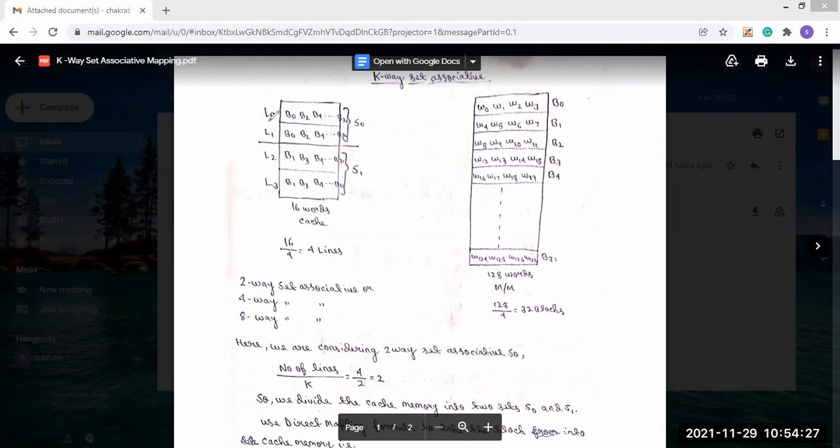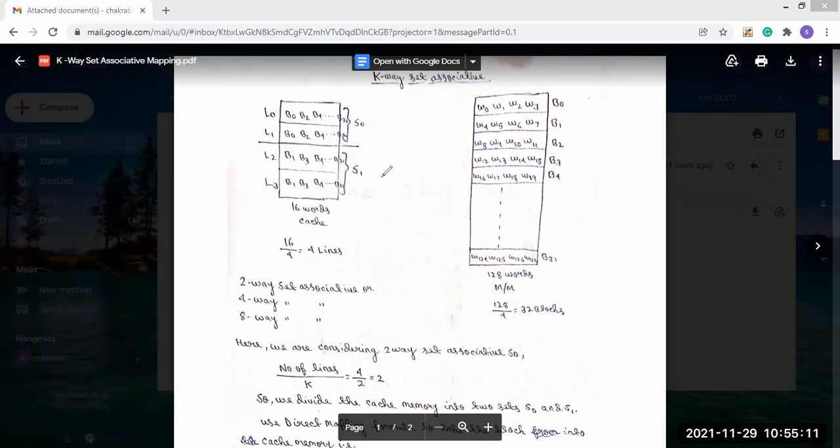But here you see L0 and L1, between L0 and L1, in any of these lines, block 0 will go. But you have to remember, block 0 will not go to line number 2 and line number 3, because using the formula we find 0 mod 2, that means the value we get is 0. So block number 0 will be present in set number 0 only. And inside this set we have two lines, L0 and L1. So between these two lines, block number 0 can go to either line.